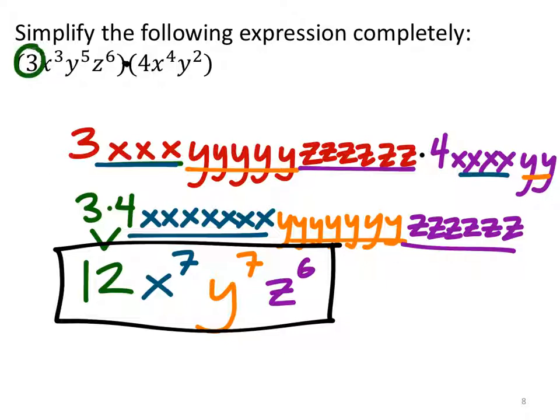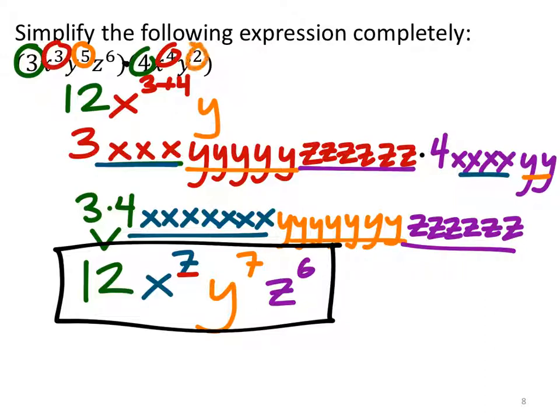We could have taken the 3 and 4 and multiplied them together to get the 12. The x's, I had 3 of them and 4 of them, so that's 3 plus 4, which ends up being 7. The y's, I had 5 of those and 2 of them, and 5 plus 2 is 7, which is shown down here. And then finally the z to the power of 6. There were no other z's to combine with it, so it just states z to the power of 6.